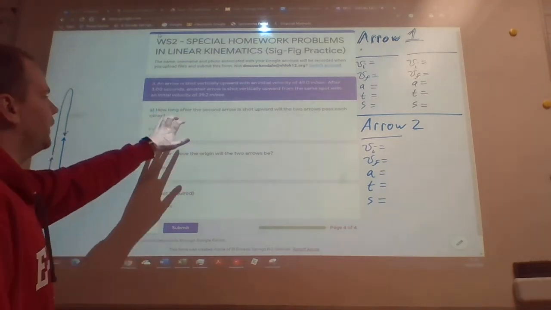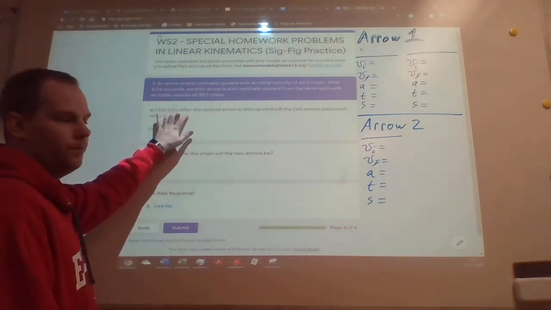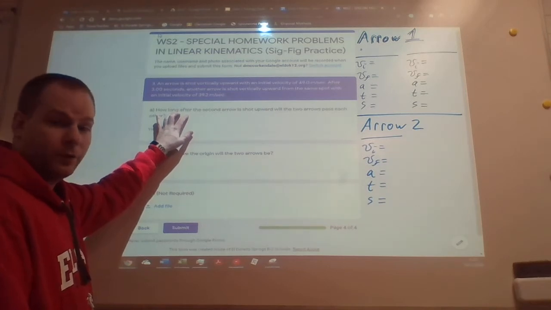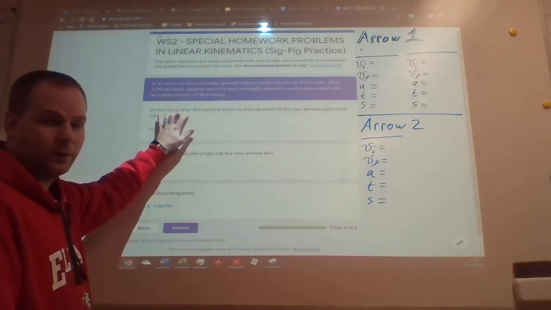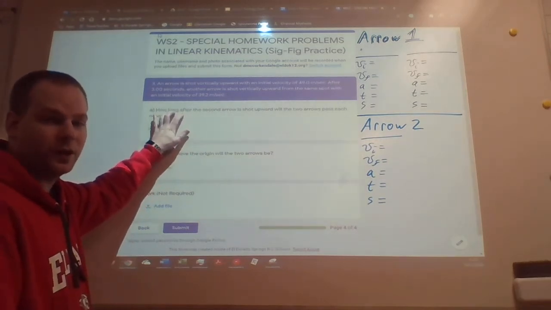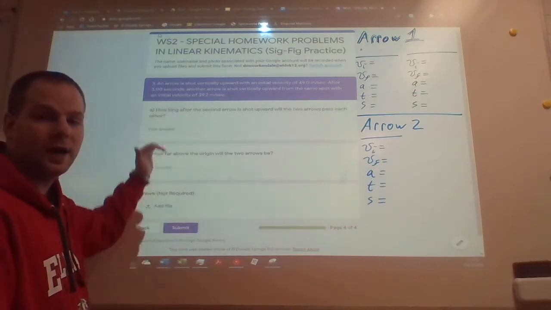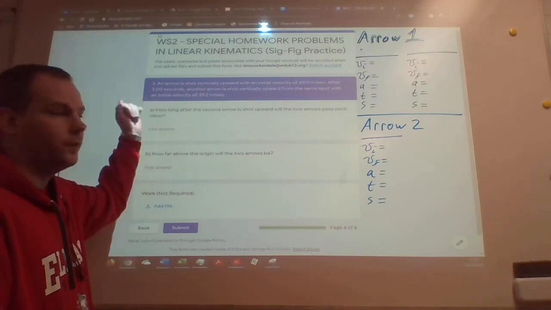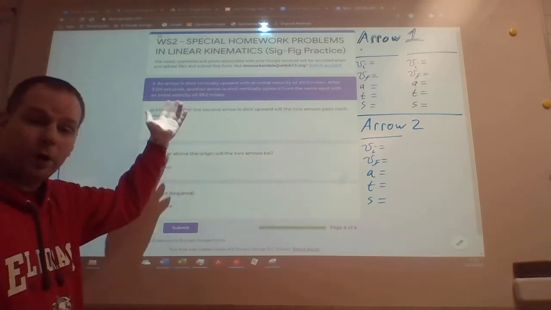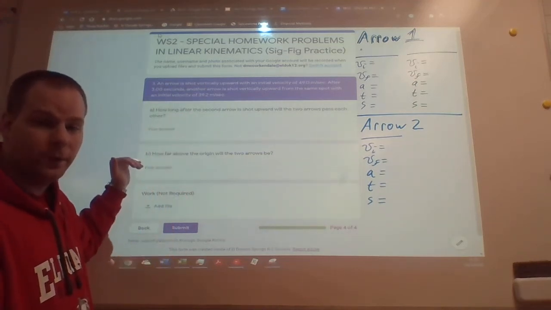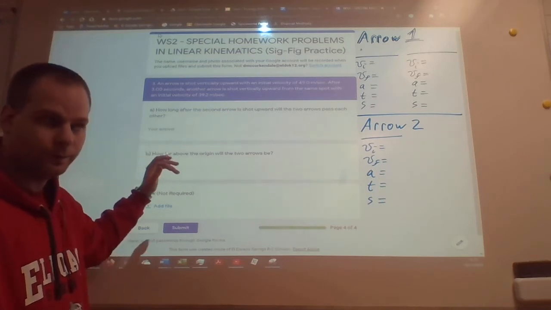So this one is asking us for the time after the second arrow shot, not after the first arrow shot, but the time after the second arrow shot when they pass. And this is asking us for the height where both arrows will be when they pass.